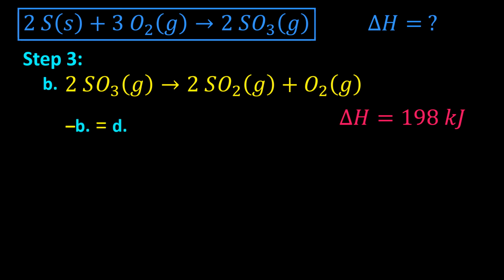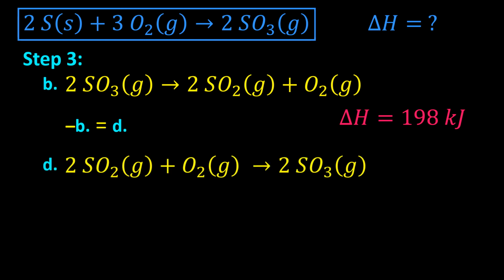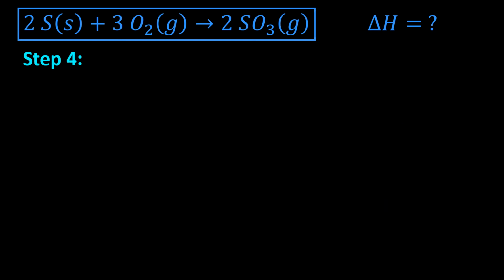So what we're going to do is we're going to write a new equation, equation D, which is just the reverse of equation B. So here now we've swapped the reactants and the products, and when we do this, what's going to happen to delta H is it's also going to change sign.